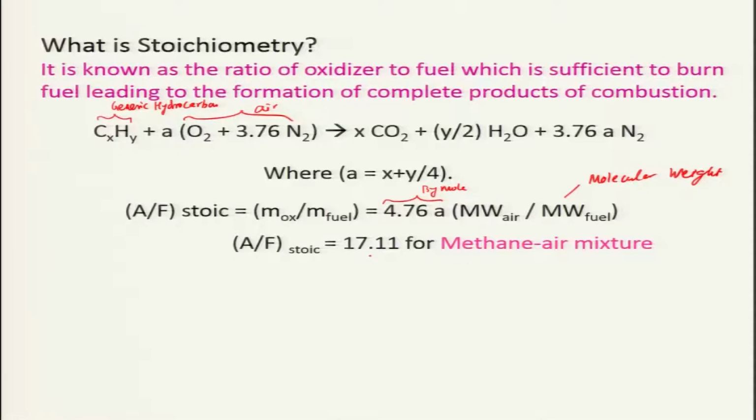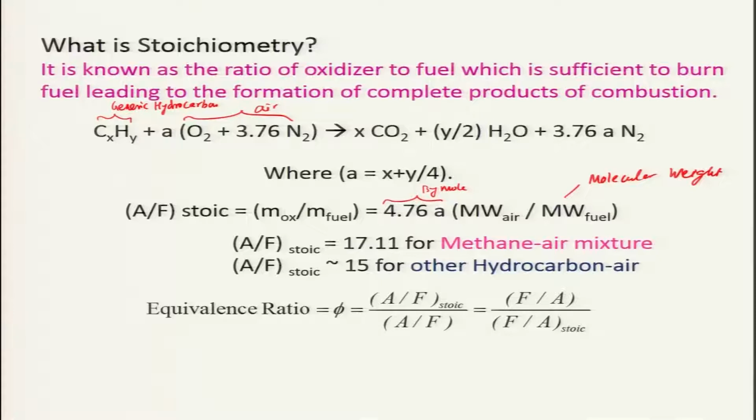For methane, the air fuel stoichiometric ratio is 17.11, while for other hydrocarbons except methane, the air fuel stoichiometry will be around 15. So, that is a rough number, it is not exactly 15, it may be 15.3, it may be 15.2, it may be 15.5 for different fuels, but this is a ballpark number you should keep in mind for all the hydrocarbons other than methane.